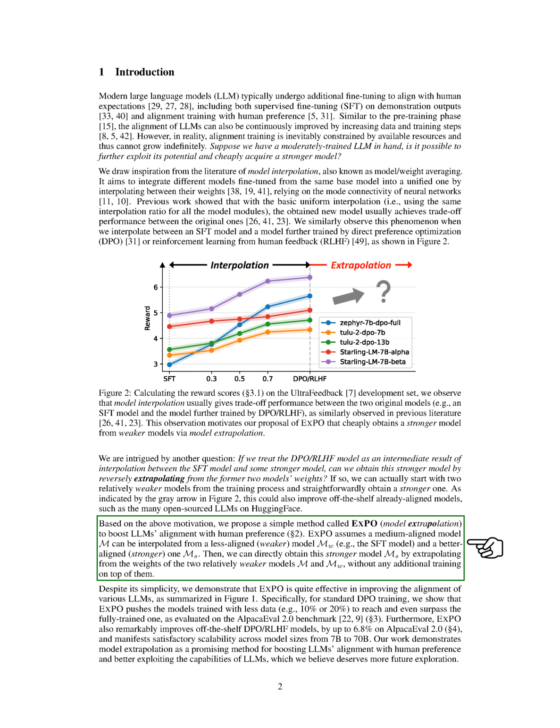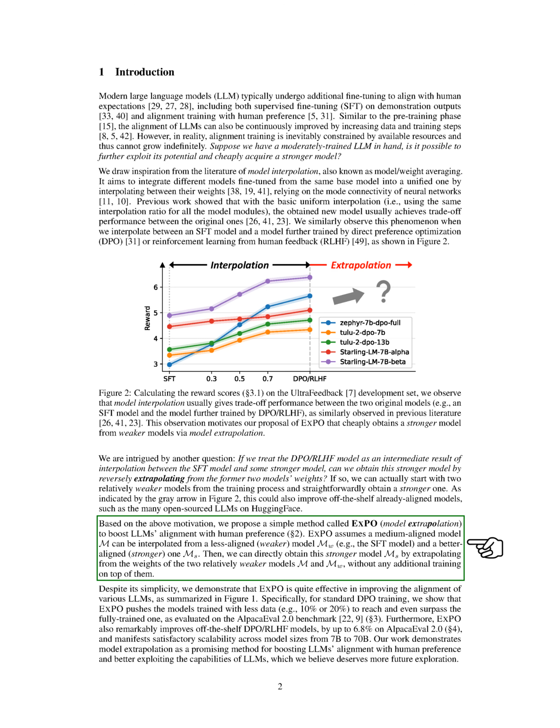Our approach is inspired by the concept of model interpolation, where different fine-tuned models are combined into a unified model by adjusting their weights. We observed that by interpolating between models trained using different methods, such as supervised fine-tuning, SFT, and direct preference optimization, DPO, or reinforcement learning from human feedback, RLHF, we can achieve a balanced performance. This led us to question whether we can extrapolate a stronger model by reverse interpolating between two existing models.